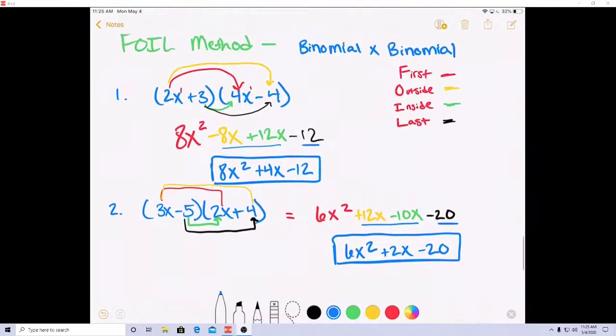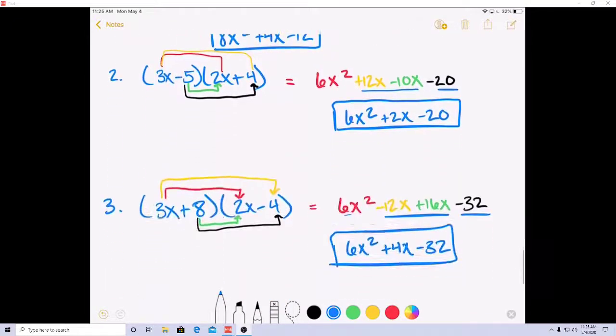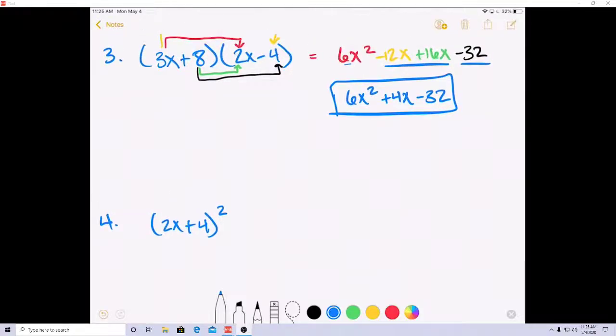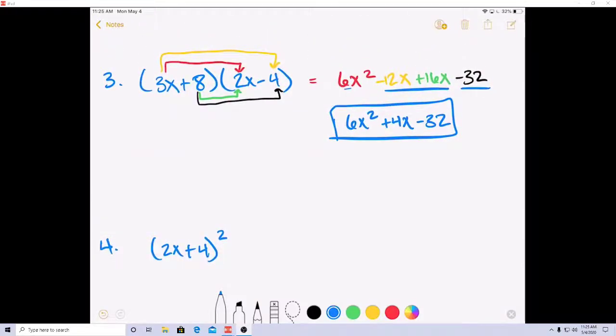So this is the FOIL method. First, outside, inside, last. Now, if you notice, I'm still distributing, which is the interesting thing. So if you're confused maybe about the FOIL method, you can think of it this way. I'm going to distribute this 3x to both terms. Isn't that what I did right here? Just called it first and outside. And then I'm going to go back and distribute this 8 to both terms. Isn't that what I did right here? Just called it inside and last.